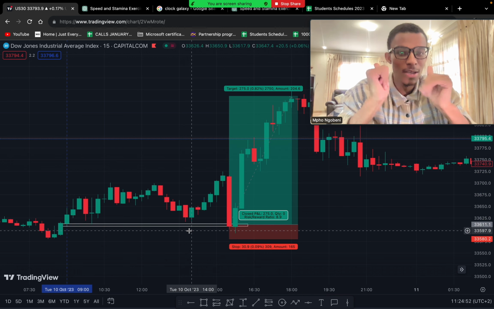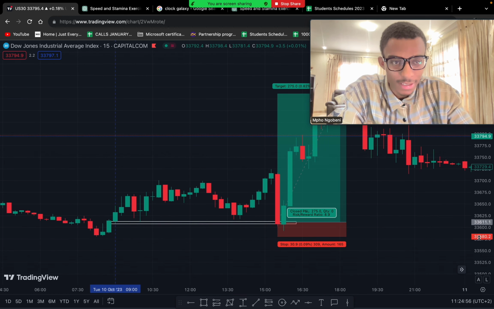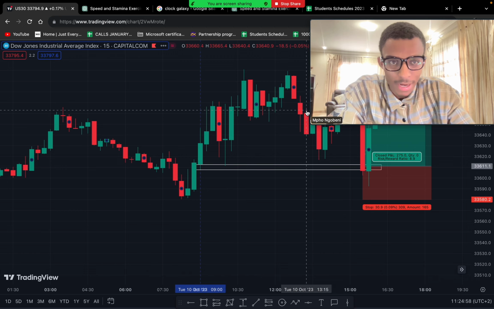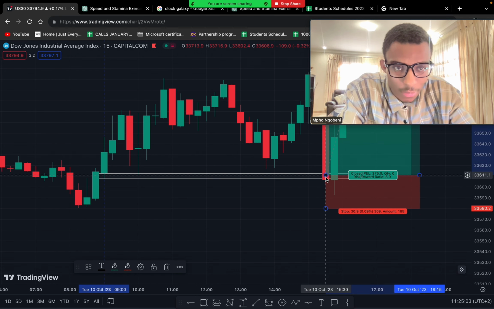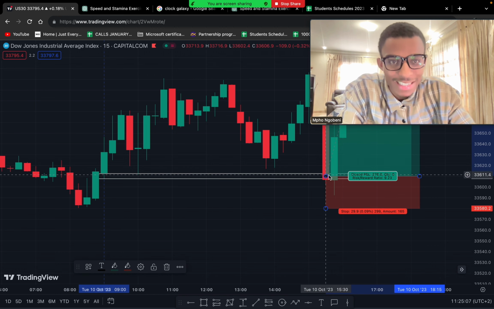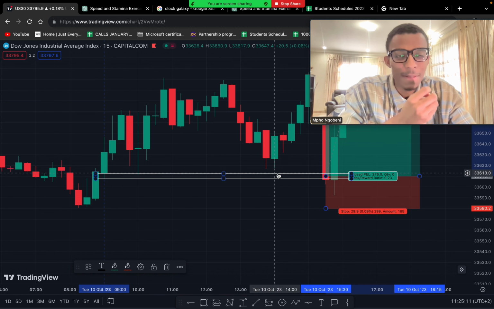Just 30 pips, you're good. So the entry point, just to explain it: if you can check, our entry point was right inside. We wanted to come inside the block. Our entry point is inside this block.